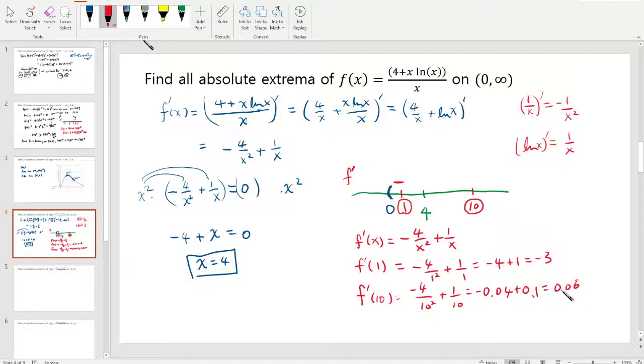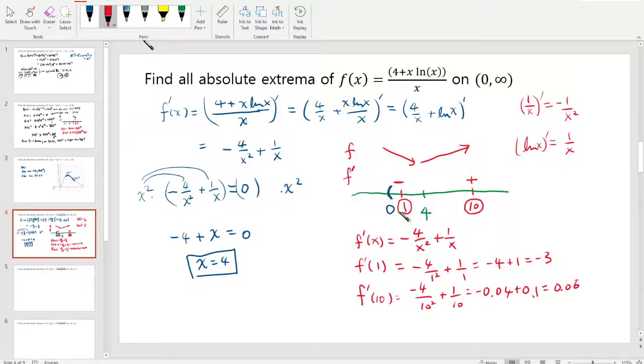The value is not important. You just have to easily see that, of course, 1 over 10 is bigger than 4 over 100. So this is going to overpower this negative, so it's going to be positive. That's all we need to know. It has to be positive. Now what that means is that your function f would be decreasing until 4 and then increasing afterwards.